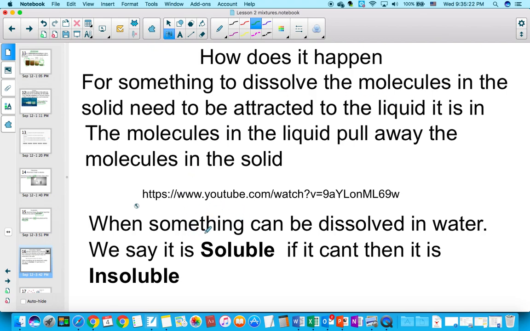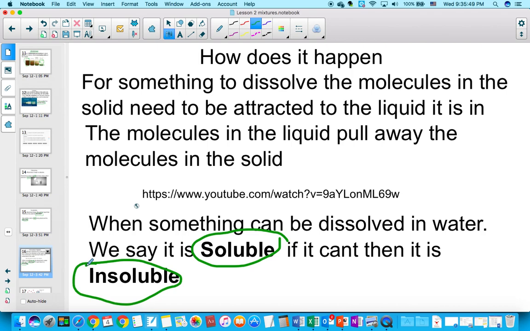So when something can be dissolved, we say it is soluble. If it can't be dissolved, it is insoluble, right? So sugar and water, again, dissolving sugar into water. The sugar is soluble because it dissolves in water. Salt is soluble because it dissolves into water.